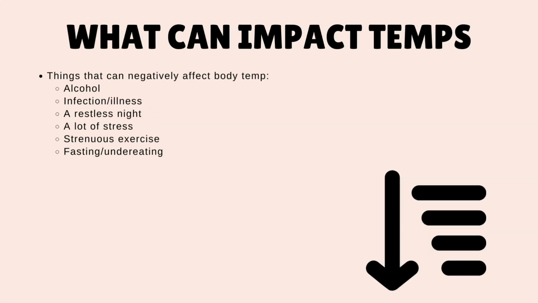So other things that can negatively impact your body temperature include alcohol, infection or illness, a restless night of sleep, a lot of stress, strenuous exercise, fasting, or under eating. So just keep these in mind as you're taking your body temps because sometimes these things happen and that's okay. And your body will bounce back. Just recognize that they could lead to a few days of poor measurements, but over time, your body temp will bounce back and get higher.